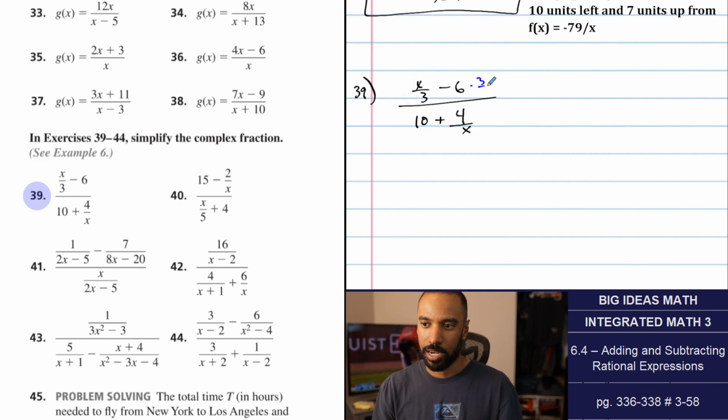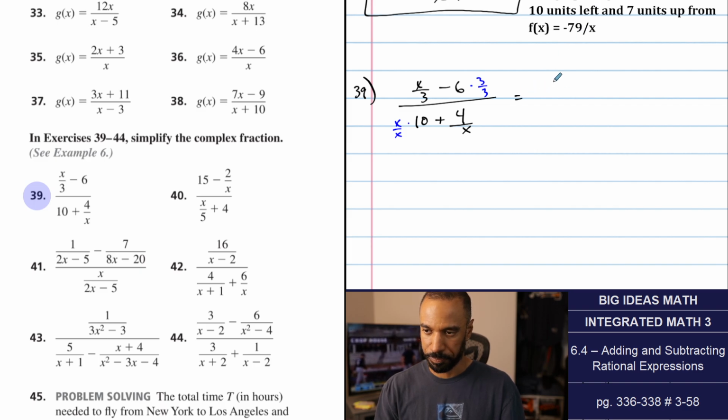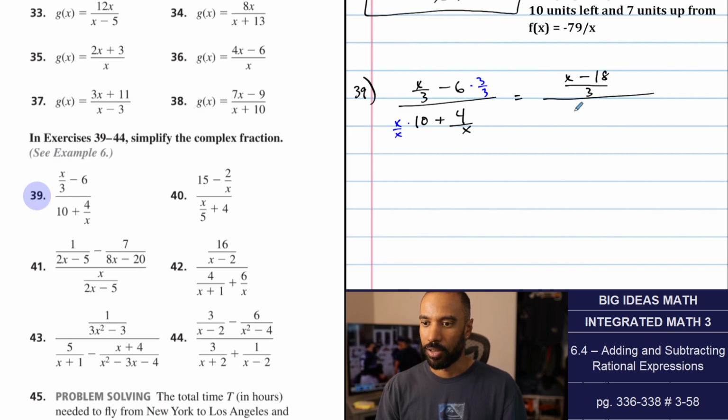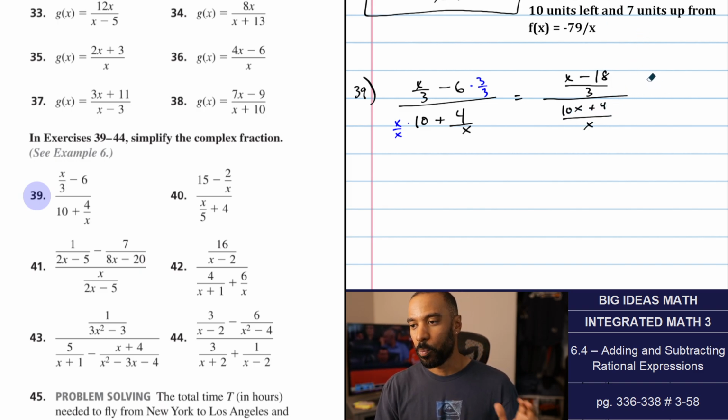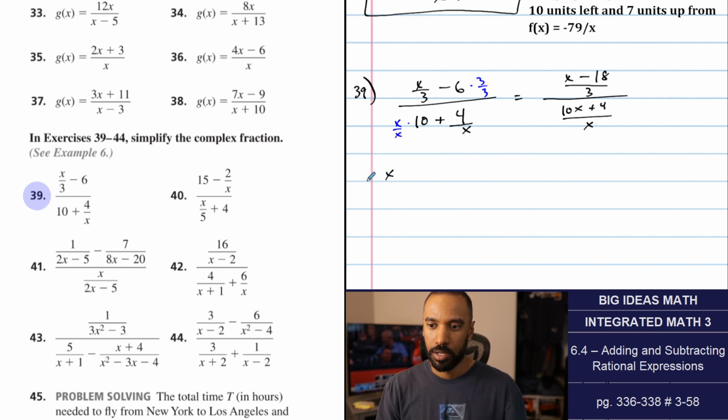The top, I can get a common denominator by multiplying 3 over 3. The bottom, I can get a common denominator by multiplying x over x. So on the top, I'll have x minus 18 all over 3. And on the bottom, I'll have 10x plus 4 all over x, like that. And that's what we're trying to deal with there. Now that we have that, we can work the division in a left to right manner. So this is x minus 18 over 3 times x over 10x plus 4.